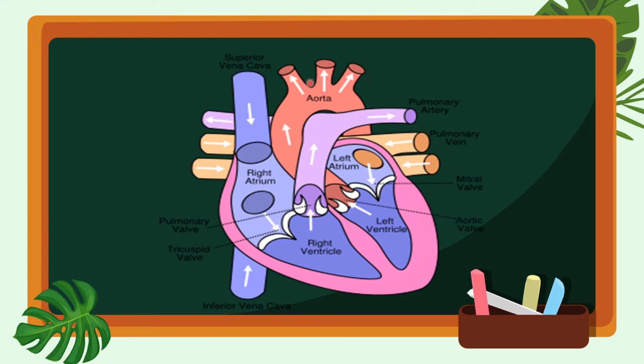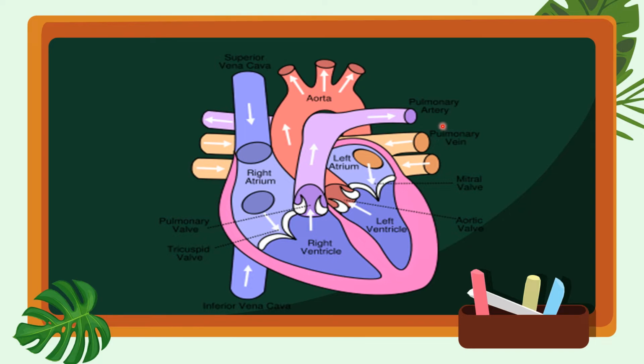Now let us look at the blood flow or the blood circulation. So the blood comes from the body into the right atrium, passing through the superior vena cava. Then it enters the right ventricle via the tricuspid valve, and it is pushed into the pulmonary arteries, into the lungs for blood oxygenation.